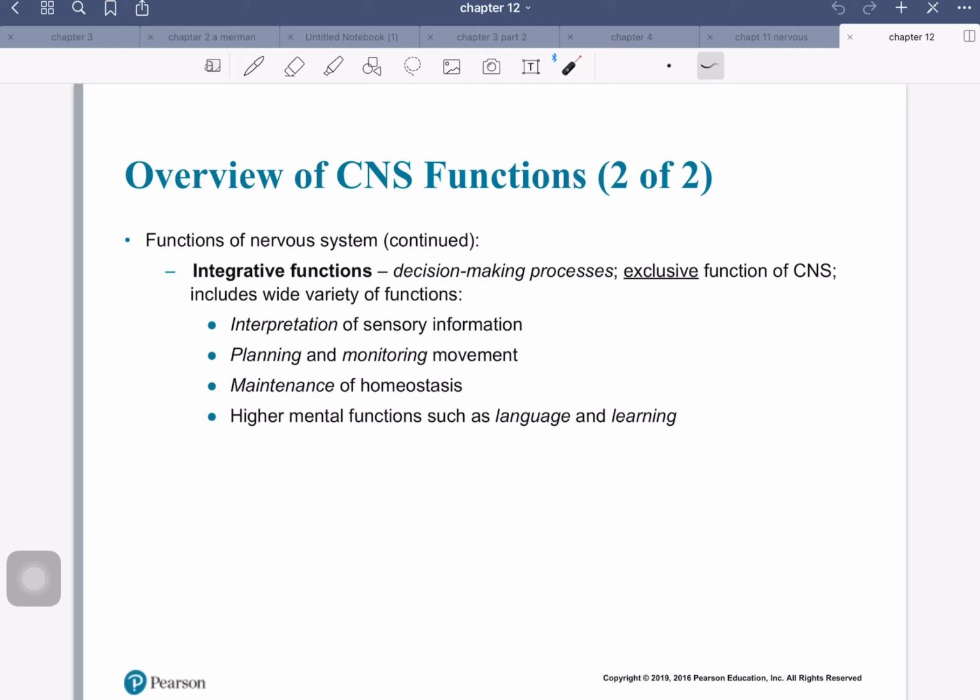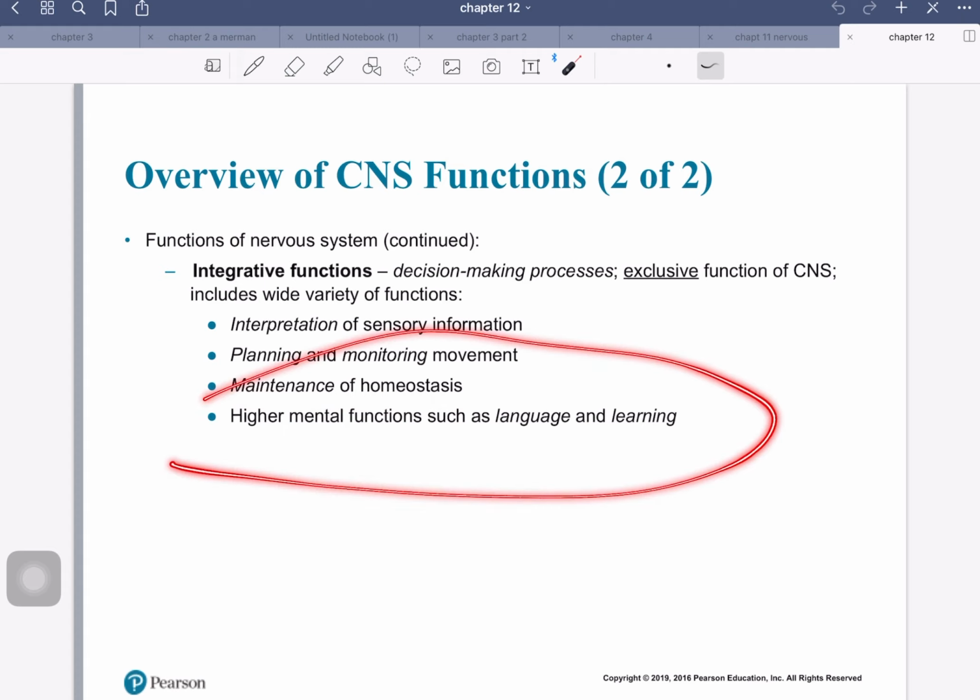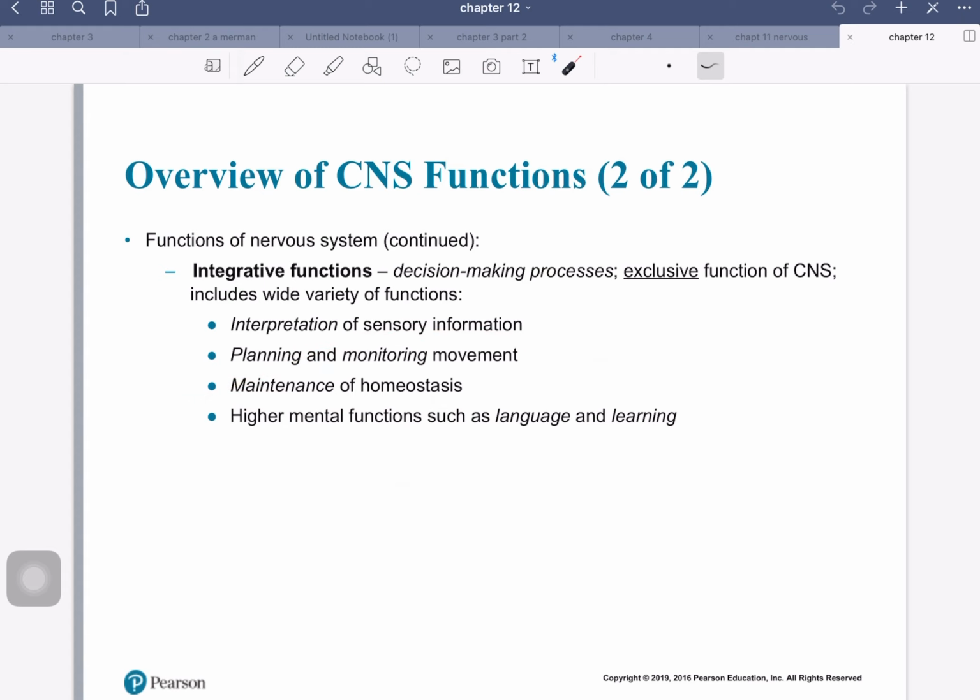So what do I mean by integrative functions? Well, here are some examples. So the interpretation of the sensory information. Yes, the sensory information does come in from the peripheral nervous system, but it's the central nervous system that decides to pay attention to it. And if it does, should it act on it? And if so, how should it act on it? So we also have planning and monitoring of movement, maintenance of homeostasis, and higher functions such as language and learning, cognition, right? Understanding the world, being able to think your way through things.